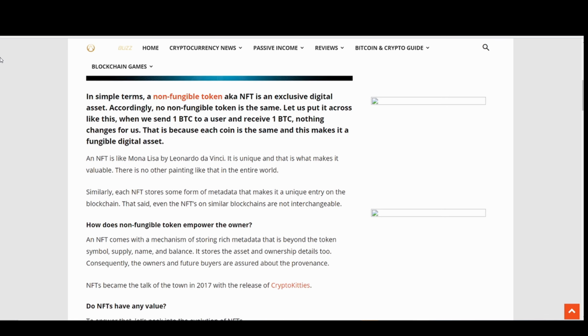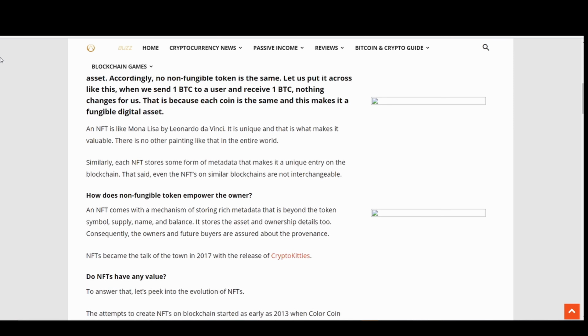An NFT is like the Mona Lisa by Leonardo da Vinci. It is unique, and that's what makes it valuable. There is no other painting like that in the world. Similarly, each NFT stores some form of metadata that makes it a unique entry on the blockchain. That said, even NFTs on similar blockchains are not interchangeable.